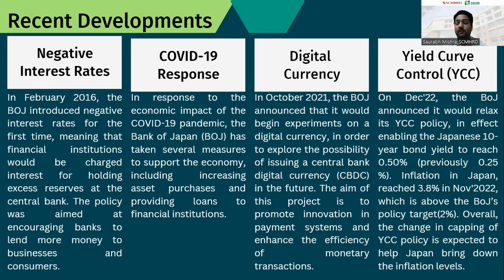Next, yield curve control or YCC. In December 2022, the Bank of Japan announced it would relax its YCC policy, in effect enabling the Japanese 10-year bond yield to reach 0.5%, which was previously 0.25%. This step was majorly taken to curb the inflation levels.